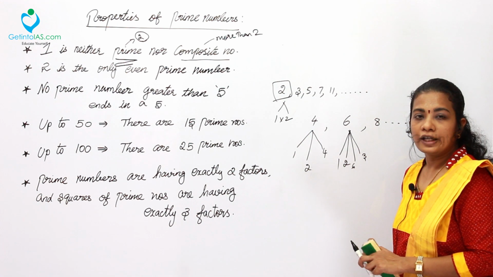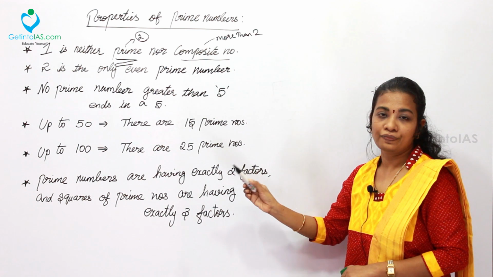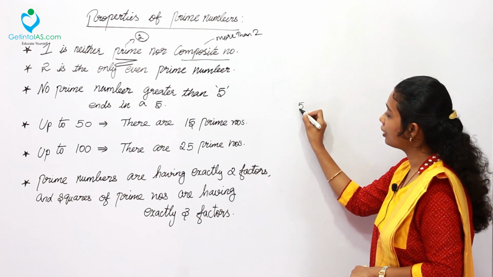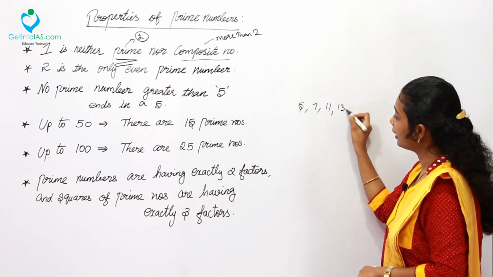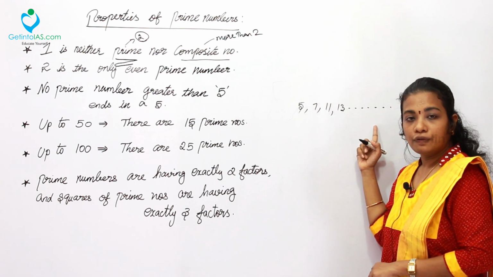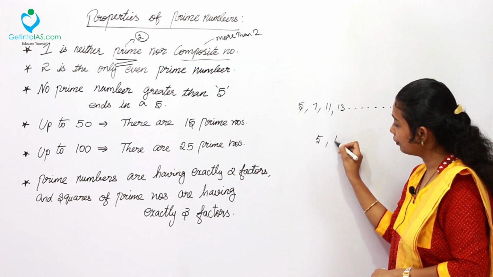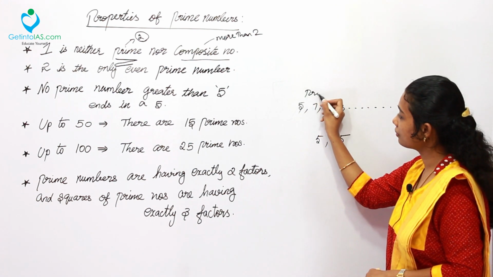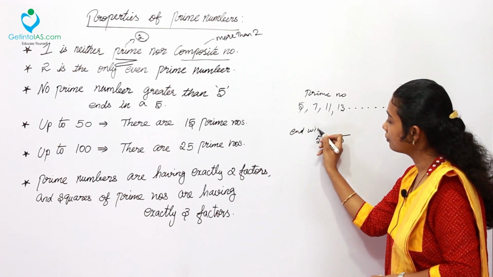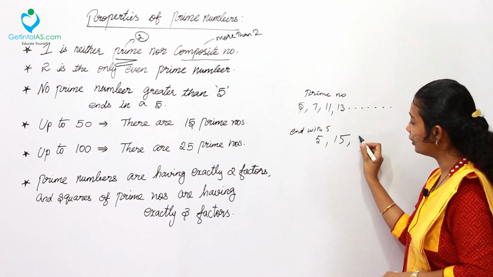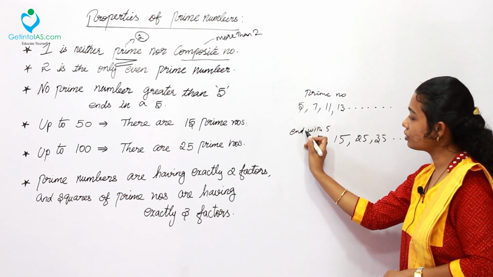Then the next property: no prime number greater than 5 ends in a 5. That is, in the prime number series, 5, after that 7, after that 11, after that 13. This is the type of the series. After 5, what is the next number ending with 5? 15. The series of numbers ending with 5 is 5, 15, 25, 35 and so on.